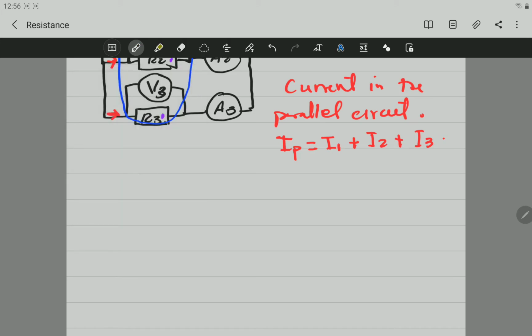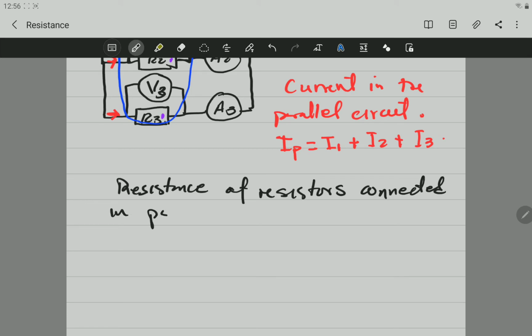Now, the resistance in parallel, let's just write here, resistance of resistors connected in parallel. Now, in this case, you have to go to a fraction. So 1 divided by the resistance in parallel will be equal to 1 divided by the first resistance plus 1 divided by the second resistance plus 1 divided by the third resistance.